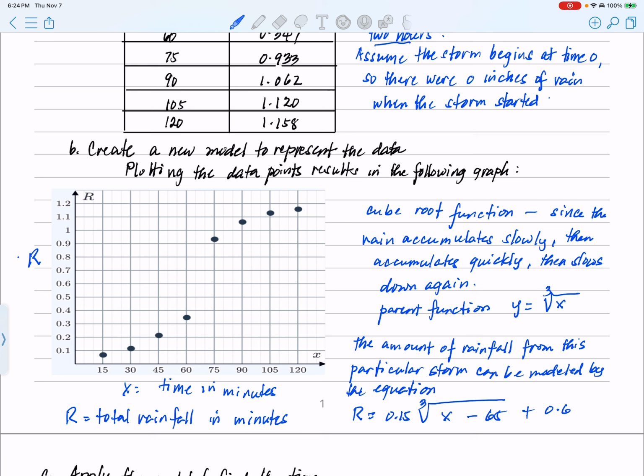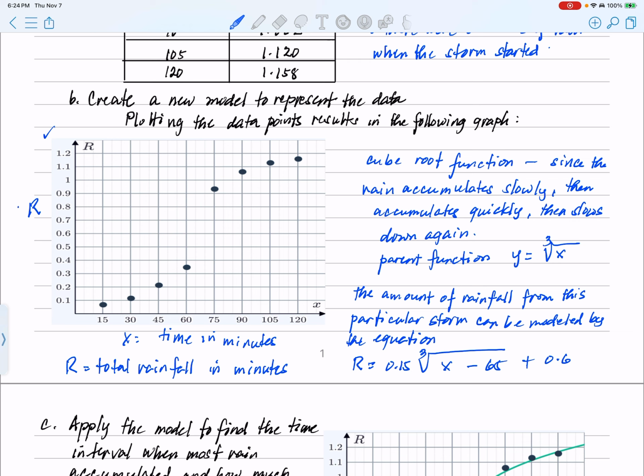Looking at the shape of the data, it appears that there is an accumulation right here, and then there's a space, and there is another one right here. If we connect those, we come out with this kind of graph. So it appears that it's a cube root function.